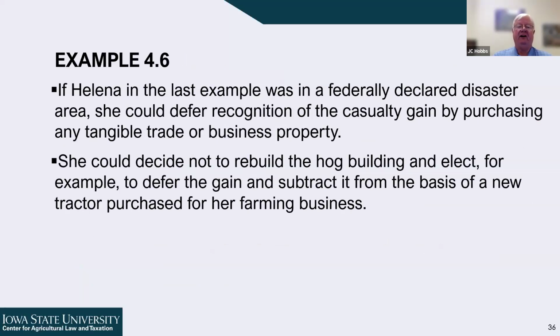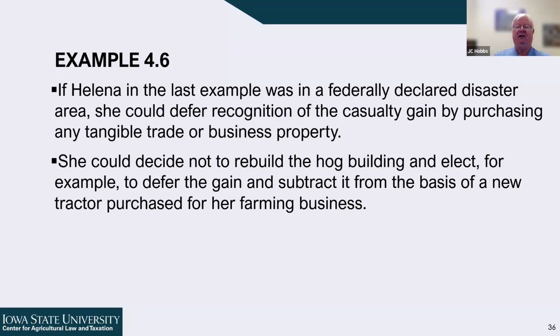So Helena, in her situation, was in a federally declared disaster area. She could defer recognition of that gain by purchasing any tangible trade or business property. So in this situation, she decides not to rebuild the hog building. Another good example of this, we decide we're not going to go back into operating a dairy. So we're not going to rebuild a dairy barn, but we're going to build something else, a similar type structure or a structure that we're going to be using on the farm. In that situation, we can defer the gain, subtract it from the basis of the new tractor purchase for her farming business, so that we can do this.